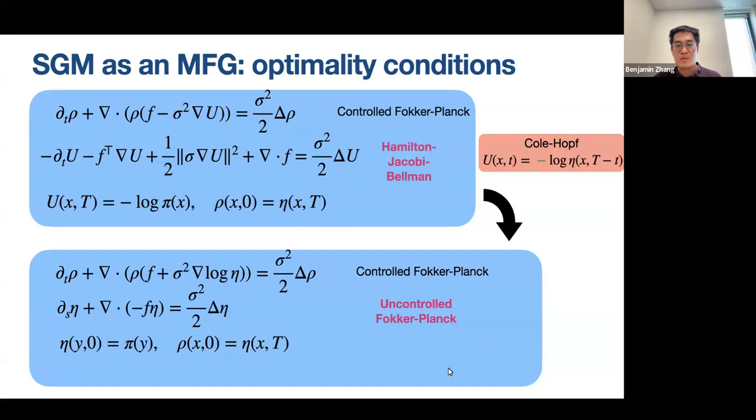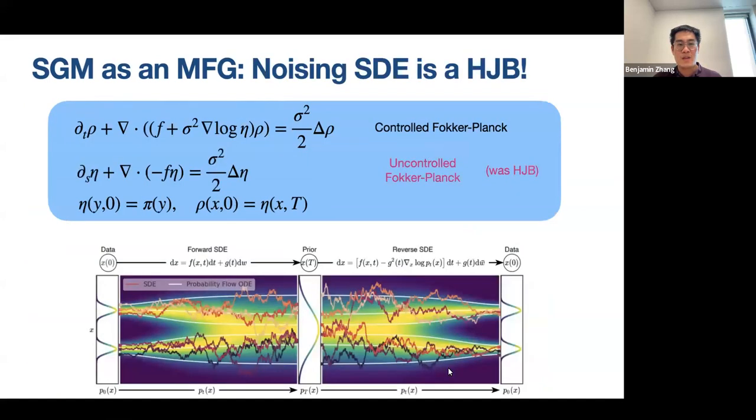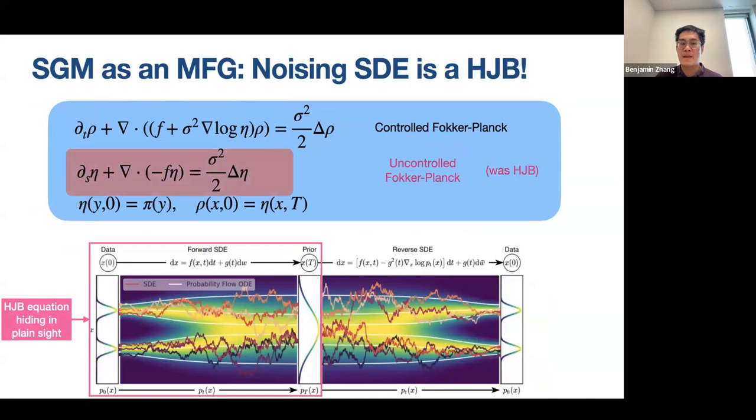So then if we revisit the score-based generative models, right? There's a controlled Fokker-Planck, there's an uncontrolled Fokker-Planck, and you revisit this picture of basically there's a part where you add noise to your distribution until it becomes all noise, and there's a denoising process. You can basically view this noising process as this Hamilton-Jacobi equation. It's just hiding in plain sight, right? Because of a very clever Cole-Hopf transform. And on the other hand, the other half then becomes the controlled Fokker-Planck that you saw before.